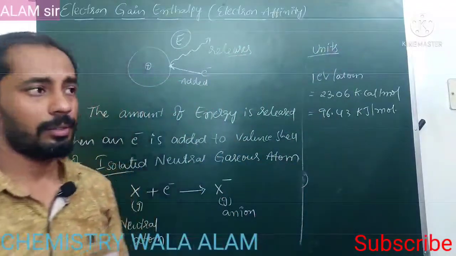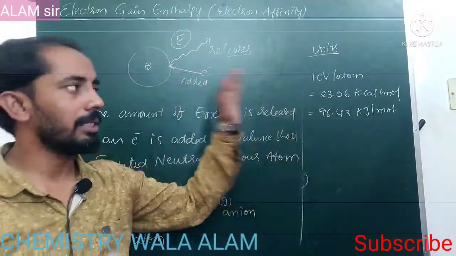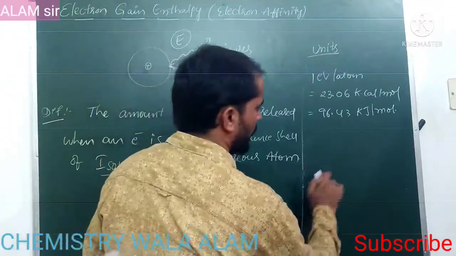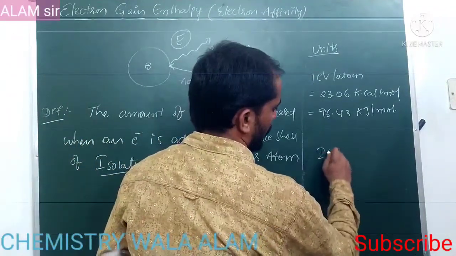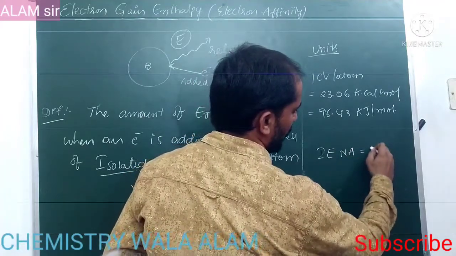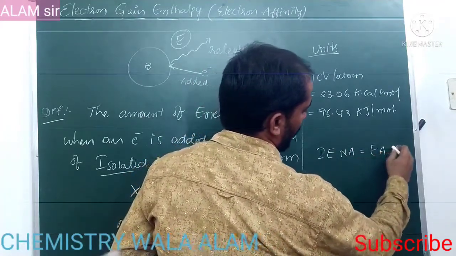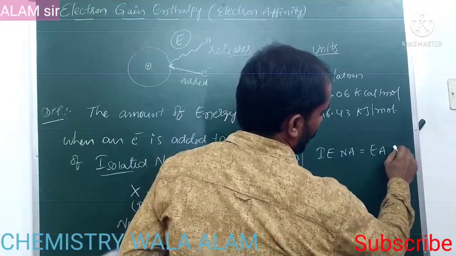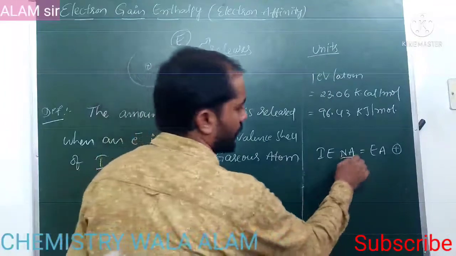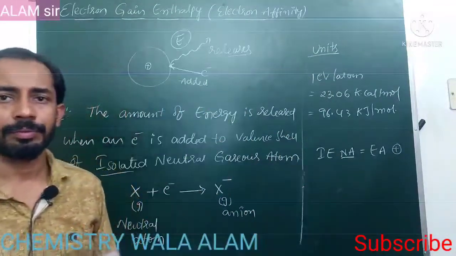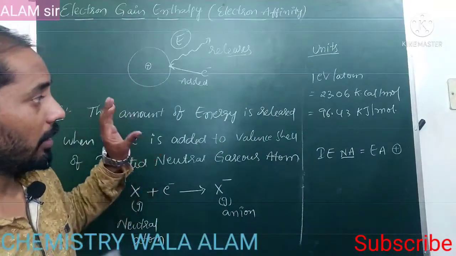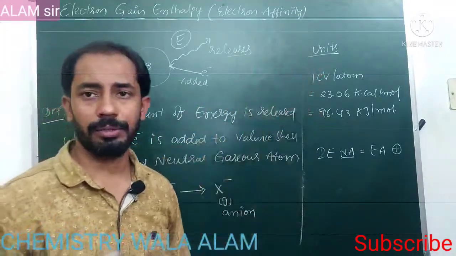Okay, so here ionization energy, electron affinity. The ionization energy of a neutral atom is equal to the electron affinity of the cation. A neutral atom, cation. Okay, right? So this is regarding the definition and units.